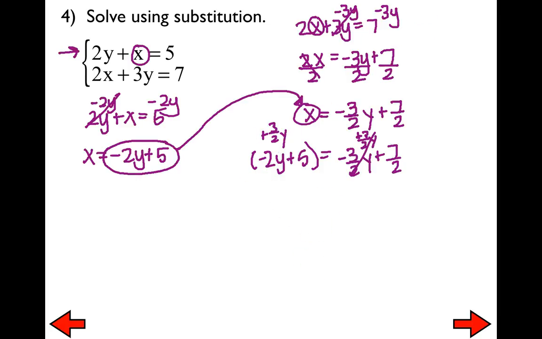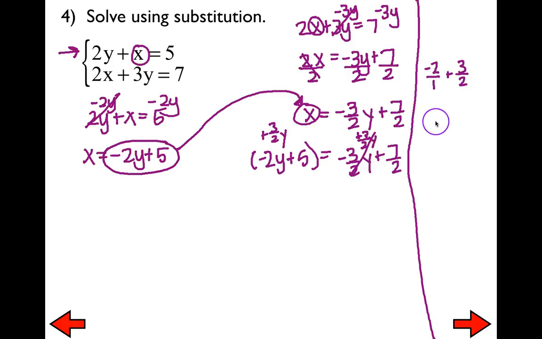So I'm going to have to do some side work, so just cutting up my paper. We have negative 2 over 1 plus 3 halves. Our lowest common denominator is going to be a 2. I'm going to have to change this by multiplying it by 2, so that's going to be negative 4. Plus, this is not going to change at all, so it's still going to be plus 3, which leaves us with a negative 1 half.